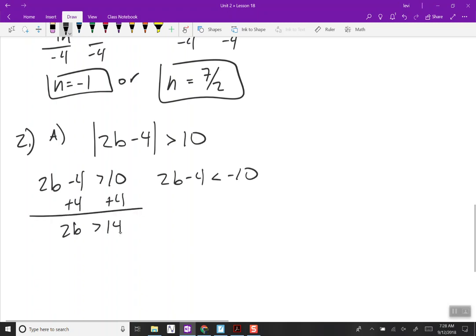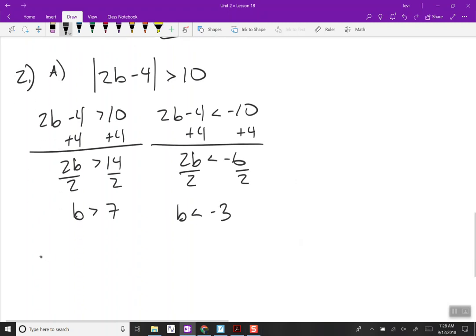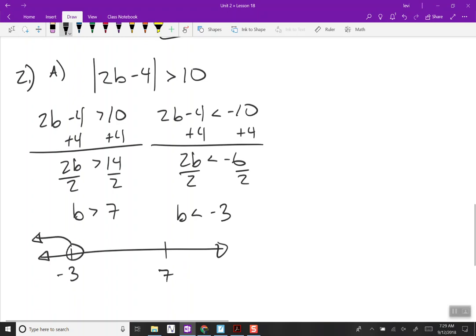2b is greater than 14, divide by 2, b is greater than 7, and our steps are still going to be the same. Add 4, 2b is less than negative 6, divide by 2, and b is less than negative 3. So now when we graph this, our numbers are negative 3 and 7. At negative 3, we're less than negative 3, so that's open circle going to the left. At 7, we're greater than 7, so that's open circle going to the right, so we write or in.